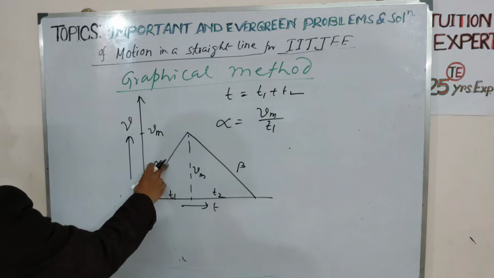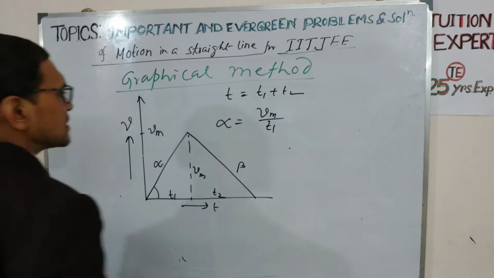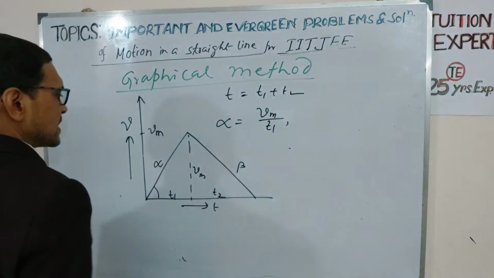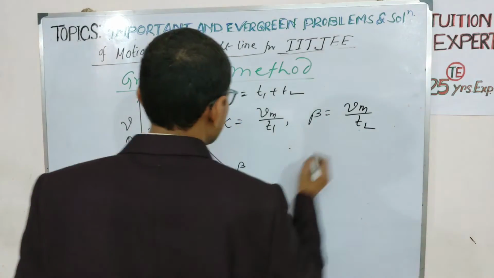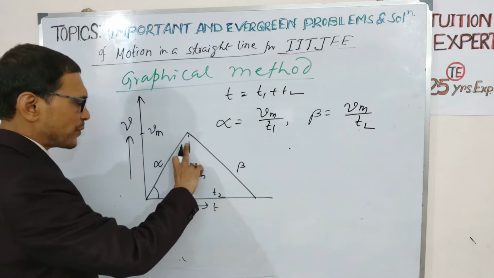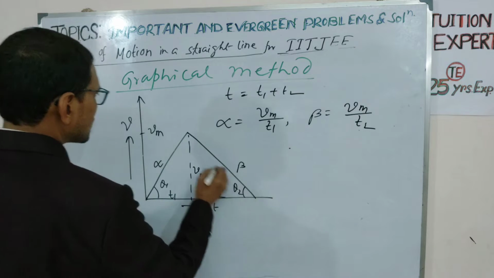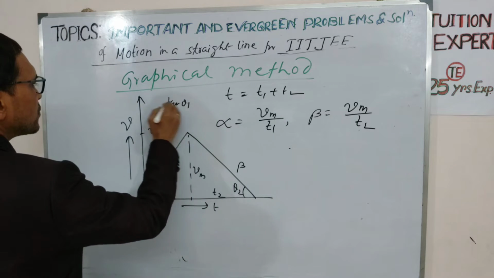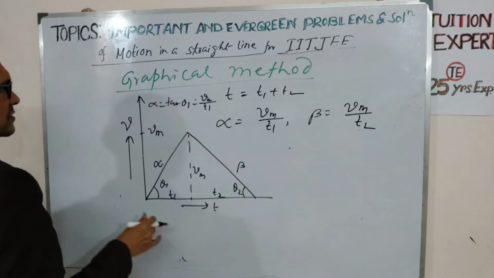Acceleration is equal to the slope of the velocity-time graph. So we get this, and also beta equal to Vm by t2, because beta is the retardation. The slope of this line means tan theta. If this is theta 1 and this is theta 2, then tan theta 1 equals the slope, which is equal to Vm by t1.